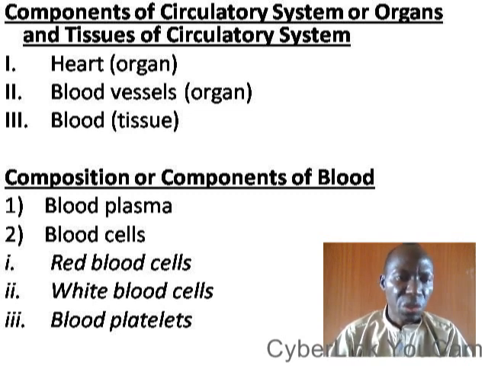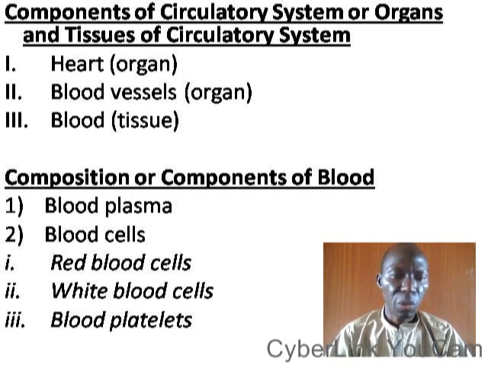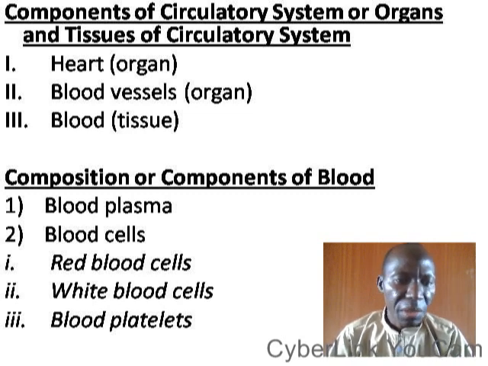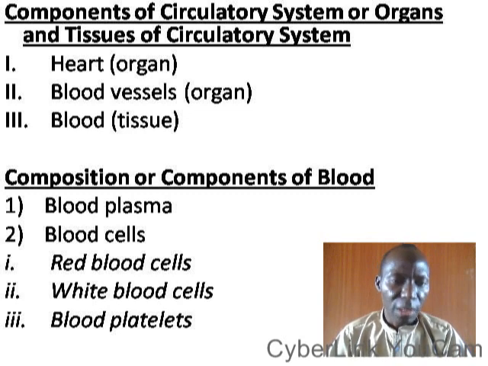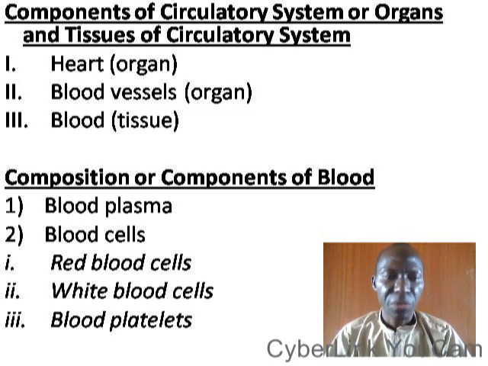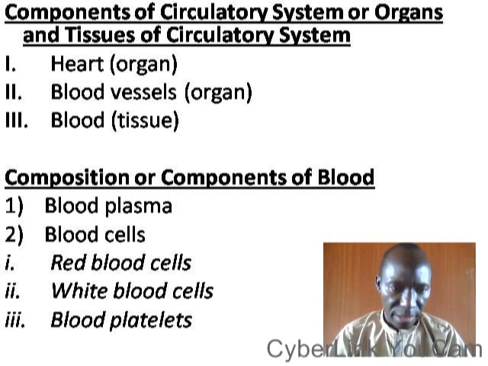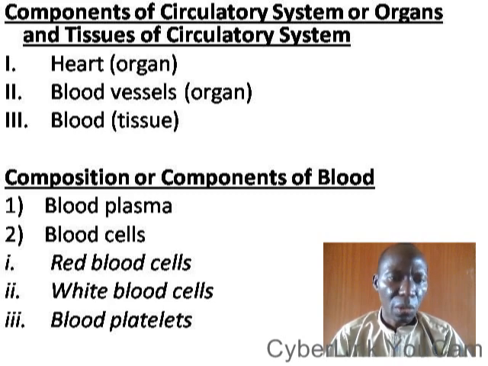Now we have the composition, or components, of blood. The first one is blood plasma, and the second one is blood cells. These are the components of blood, because the blood is a red liquid medium. But in this red liquid medium, there are blood plasma and the blood cells. The blood plasma is the liquid part of the blood, while the blood cells are in solid form. Inside the blood, there are three types of blood cells. One is red blood cells, the second one is white blood cells, and the third one is blood platelets. As the lecture progresses, I'm going to tell you the function of each of the blood cell types.